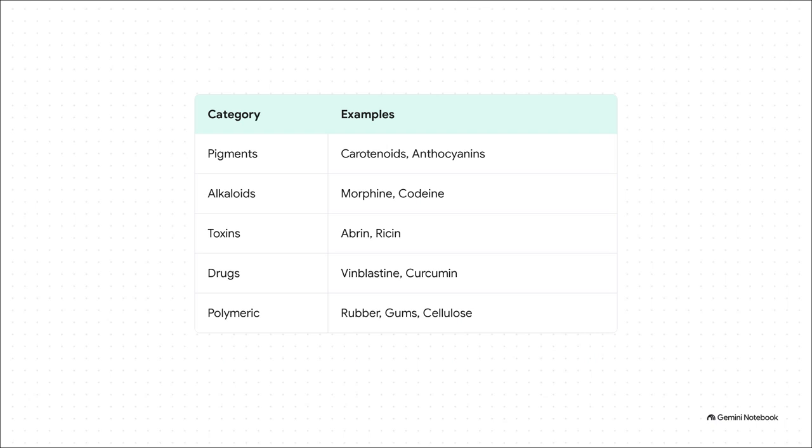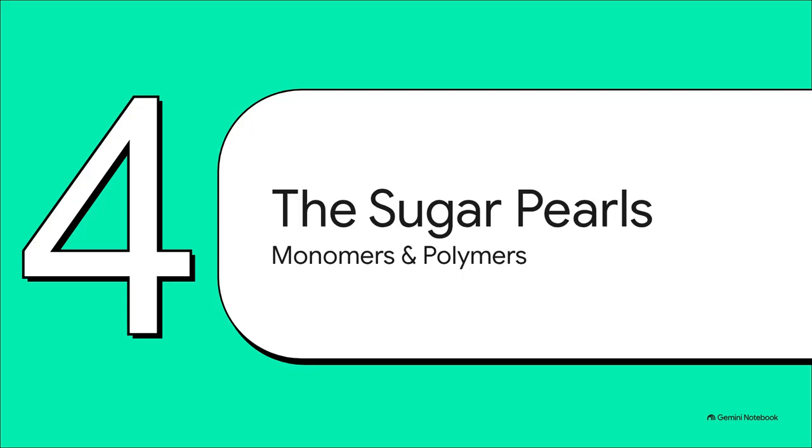Plants produce these chemicals to, say, attract pollinators or defend against pests. But look at what we use them for. We extract their pigments for colors, we harvest their alkaloids to make powerful painkillers like morphine and codeine, we use their specialized chemicals to create drugs like the anti-cancer compound vinblastine, or even extract polymeric substances to make everyday industrial rubber. It's just wild.